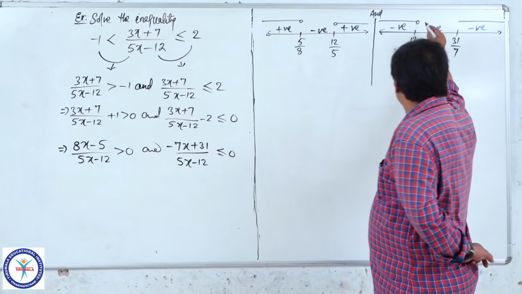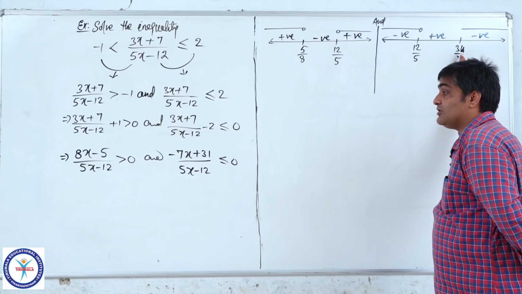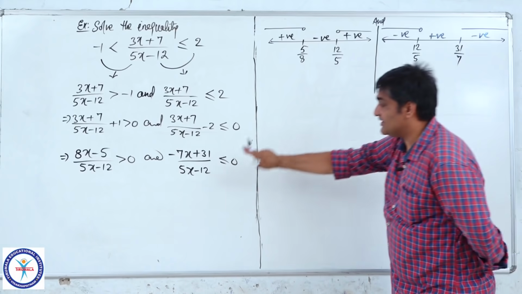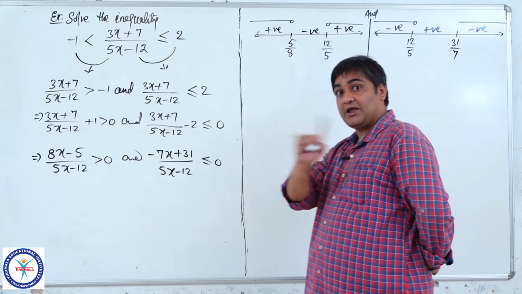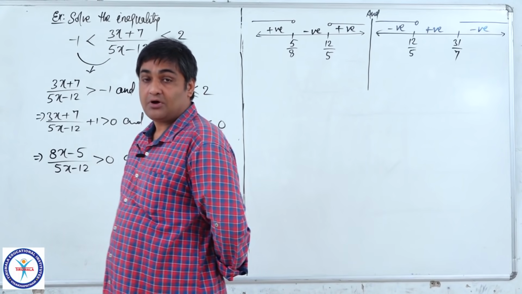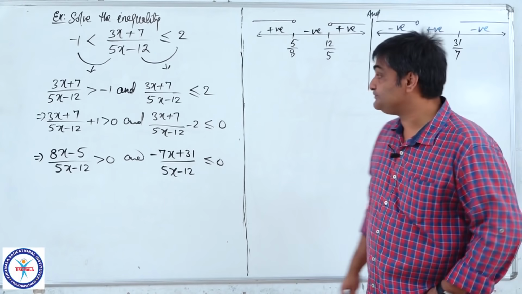You observe small circle on 12 by 5 and not on 31 by 7. As equality is allowed, so we must include the roots, but never include the roots of denominator. Okay.